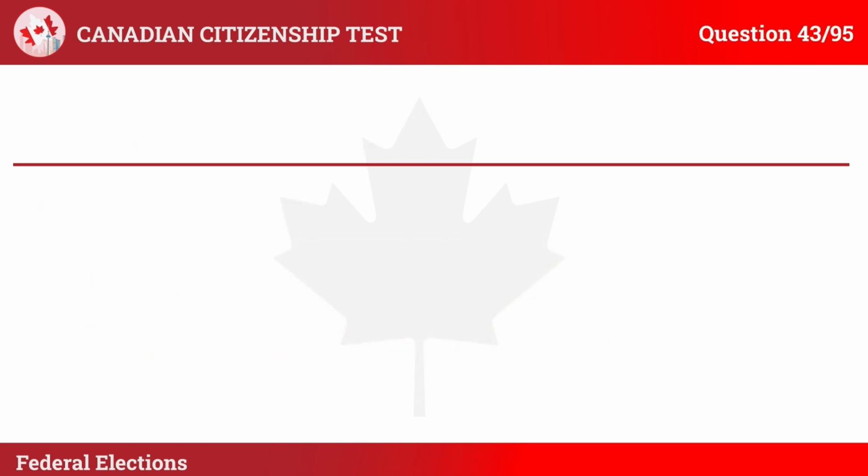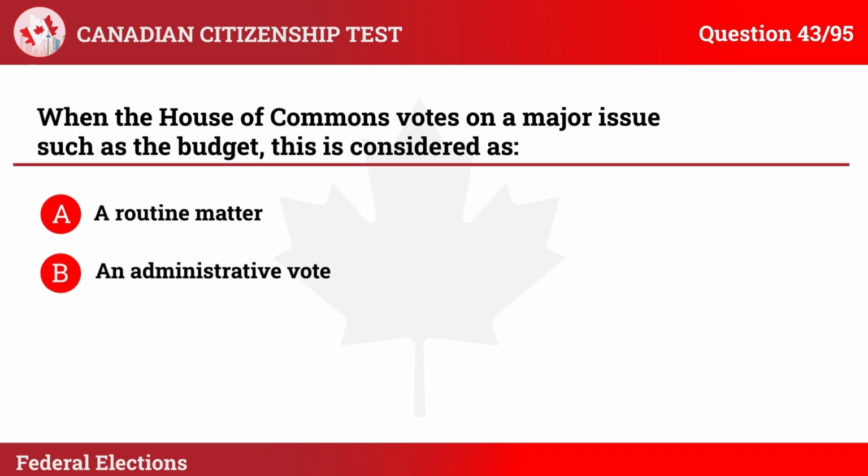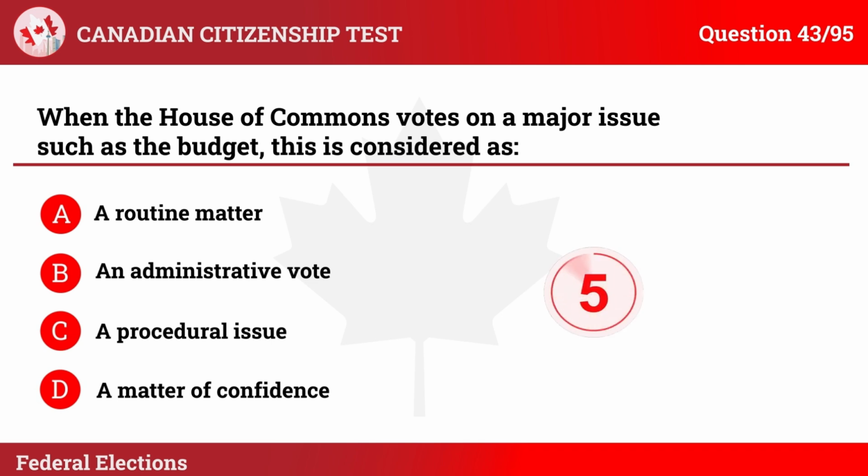Question 43. When the House of Commons votes on a major issue such as the budget, this is considered as A. A routine matter. B. An administrative vote. C. A procedural issue. D. A matter of confidence.